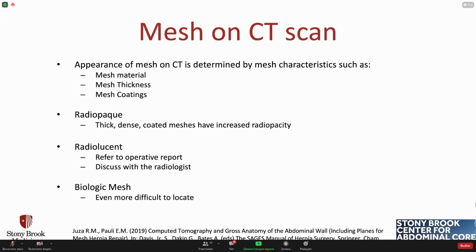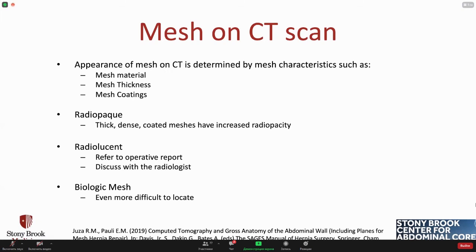And what's the most important thing about the mesh itself, in terms of whether or not you're going to be able to see this on imaging, is what the material of the mesh is, what the thickness is, and then also what the mesh coating is, okay? Mesh that's typically seen as radio-opaque on CAT scans are those thick meshes, dense meshes, coated meshes. They're going to have significant radio opacity. Radiolucent meshes are, again, ones that you're not going to be able to see.